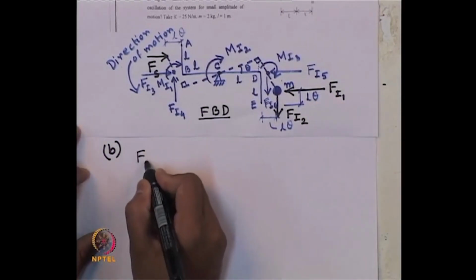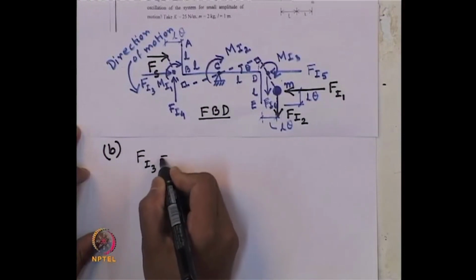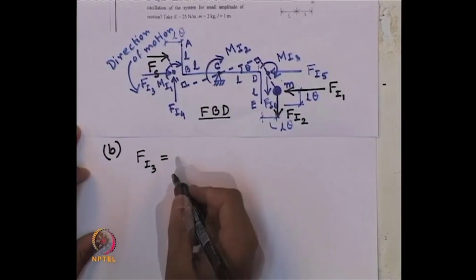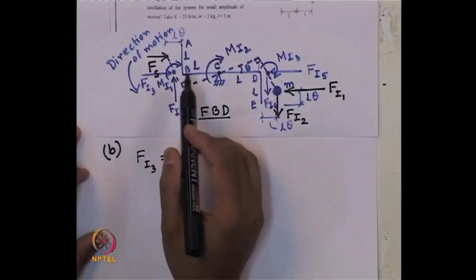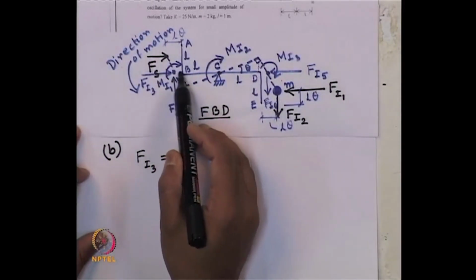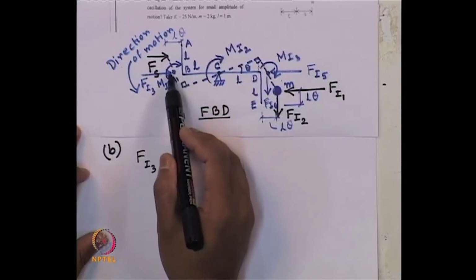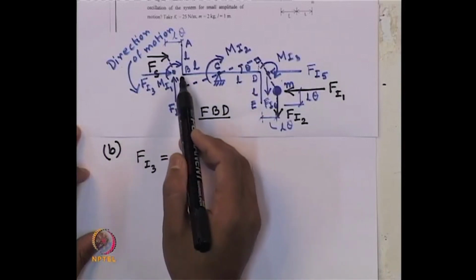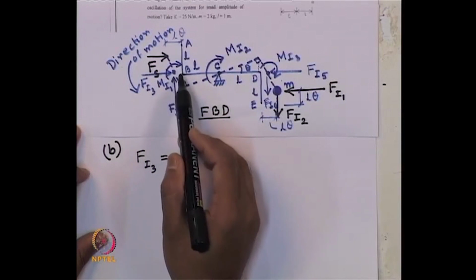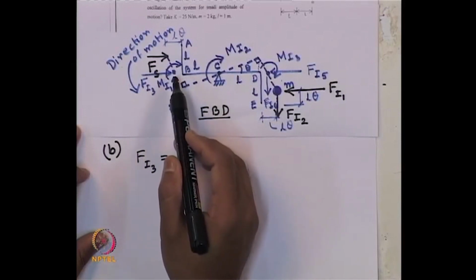So, F I 3 is how much? Mass times acceleration in the horizontal direction. Now, horizontal direction, how much has it been displaced about its center? L by 2 theta.